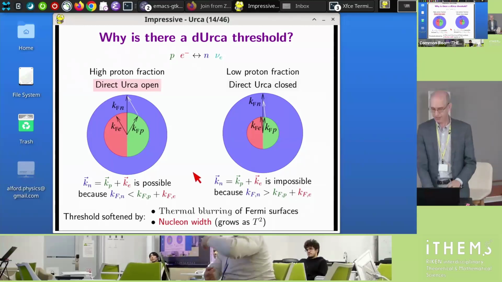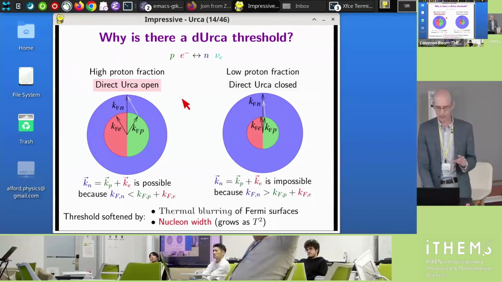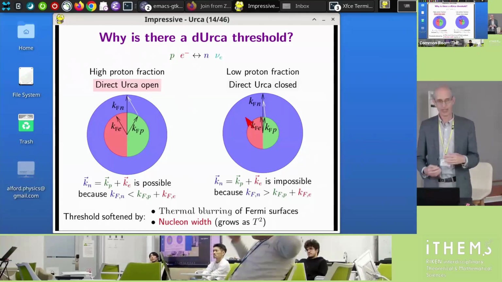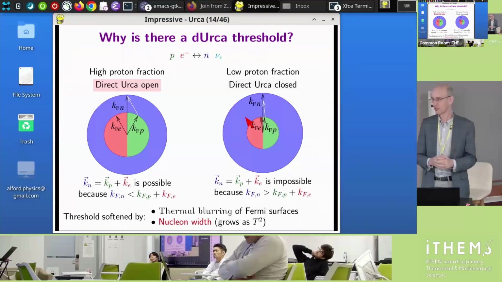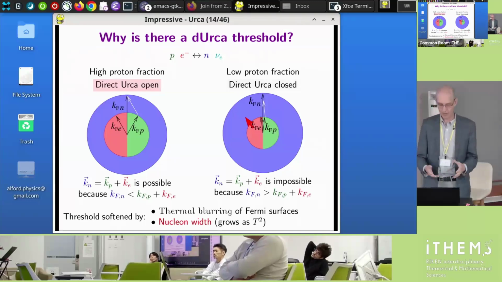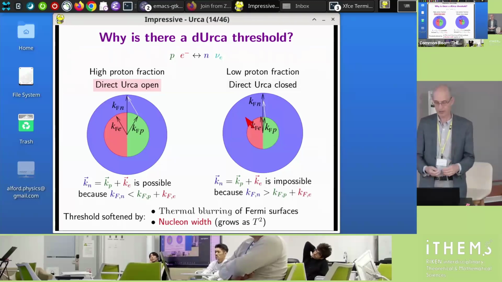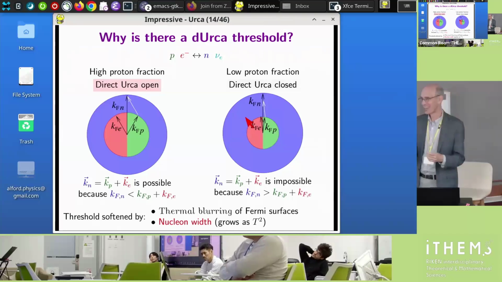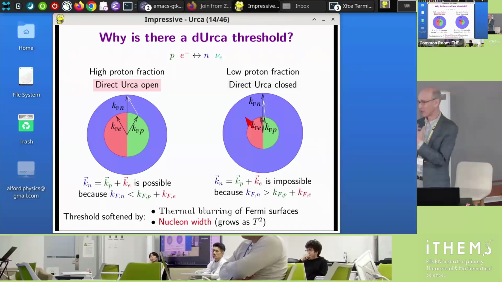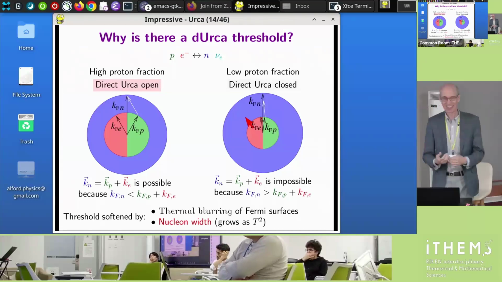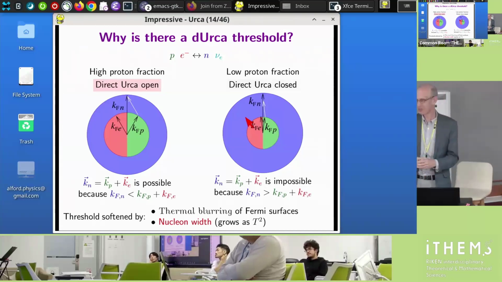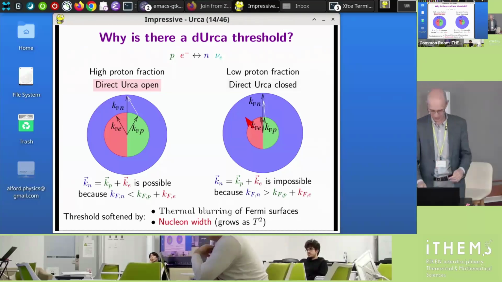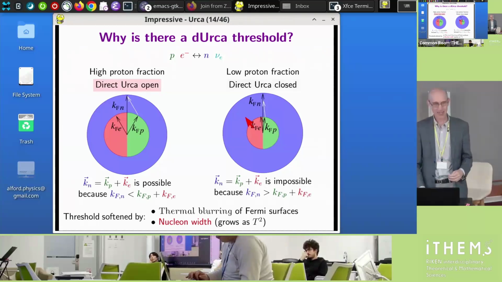Yes. So the description I gave is valid in cool or cold nuclear matter, where, as you say, you can neglect the neutrino energy and momentum. But yes, exactly right. This thermal blurring that I talked about also includes, I didn't say it explicitly, but as you drew it out, which is quite right, the energy and momentum of the neutrino. Good point. Okay. Any other question at this stage?